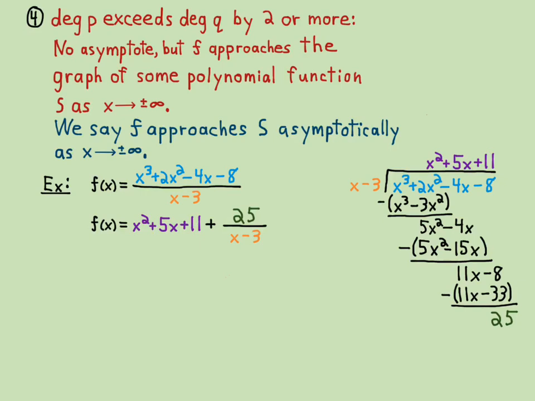As the magnitude of x gets large, that is, as x goes to infinity or minus infinity, that last term, 25 over x minus 3, goes to 0. So f of x goes to the polynomial part.